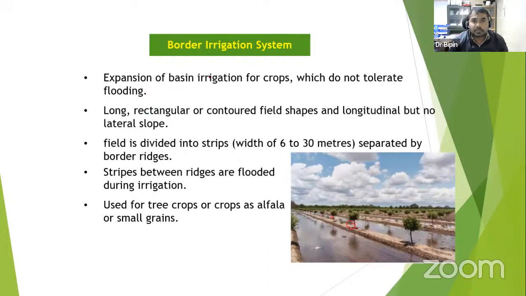Now, it is an expansion of basin irrigation for crops which do not tolerate flooding. It has a long rectangular and contoured field shape and longitudinal grade, with no lateral slope. The field is divided into strips, which may vary from 3 to 30 meters, and separated by borders. The strips between the ridges are flooded during irrigation. This is used for tree crops and small grain crops. So inside that you can grow the small grain crops, and on the border side you can use some tree crops or orchard crops.